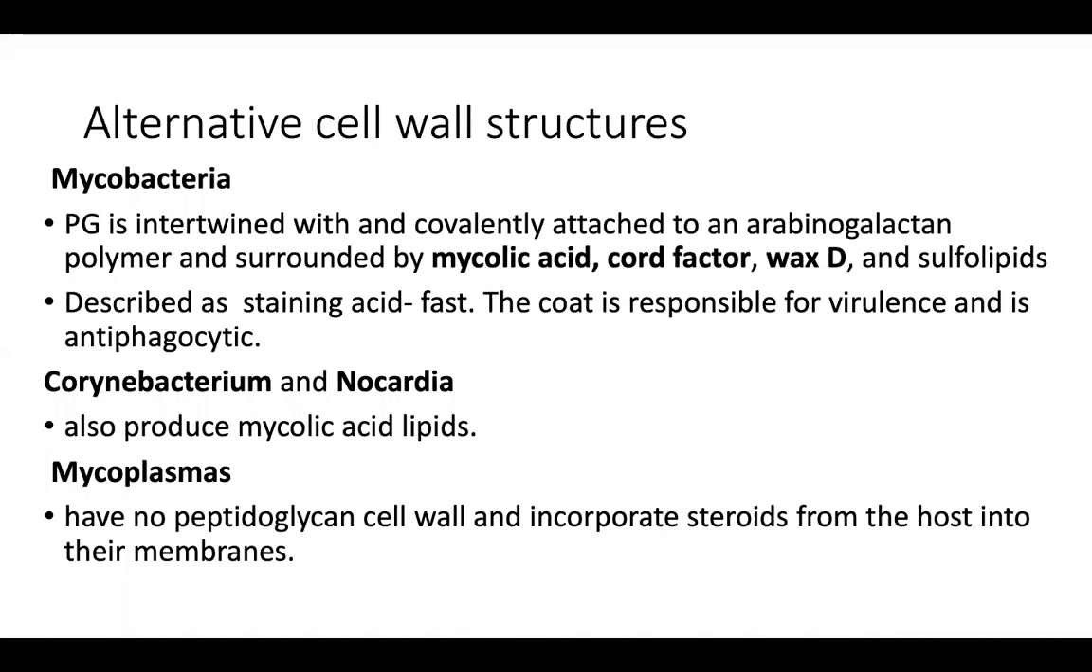We also have other genera of bacteria, Corynebacterium and Nocardia. They also produce mycolic acid lipids, but not at as high a percentage as the mycobacterium. Then we have the mycoplasmas. Mycoplasma is an interesting genus of bacteria because they do not have a cell wall. So they have no peptidoglycan cell wall. Instead of the cell wall, they incorporate steroids from the host into their membranes.